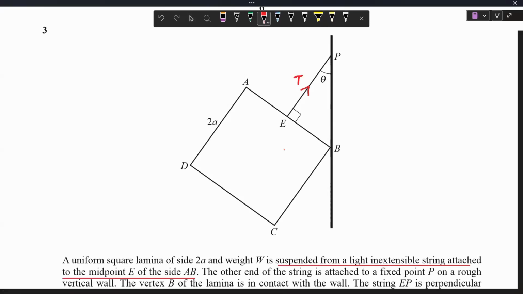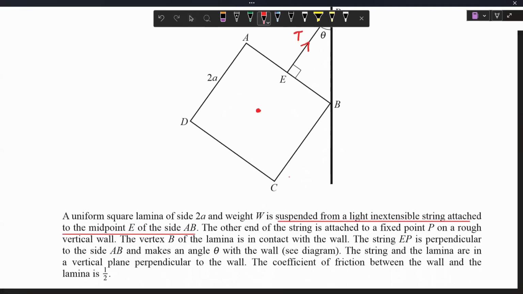The second important force at play is the weight of the lamina, all right? And it has to act from the geometrical center of the lamina. So it's going vertically downwards. And we've been told that the weight is W here. So we have W here.